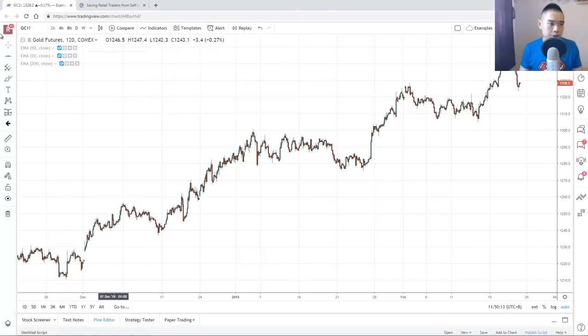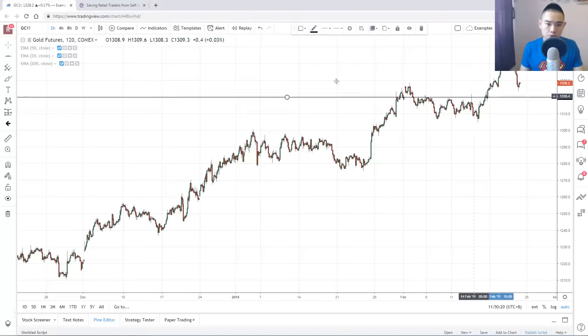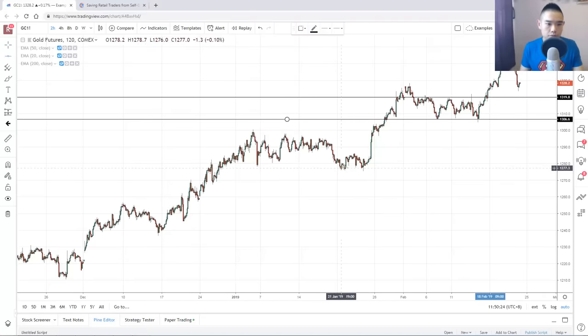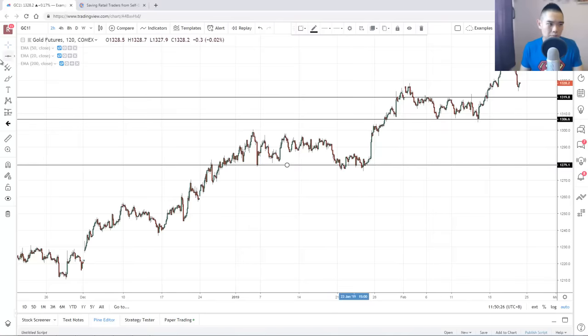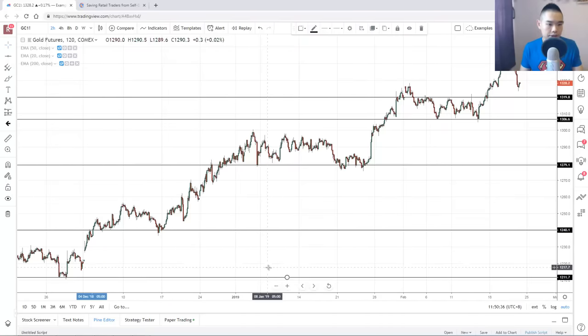Then the next thing we'll do is to plot our levels, the most obvious ones that stick out in front of your face. Those are the levels that you want to draw. So this is how I would do it. I'll just do it without thinking too much, because the more you think, chances are the level is not there. So if it's there, it's there. If it isn't, move on quickly. I'll just draw what I see, which is obvious to my eyes right now.